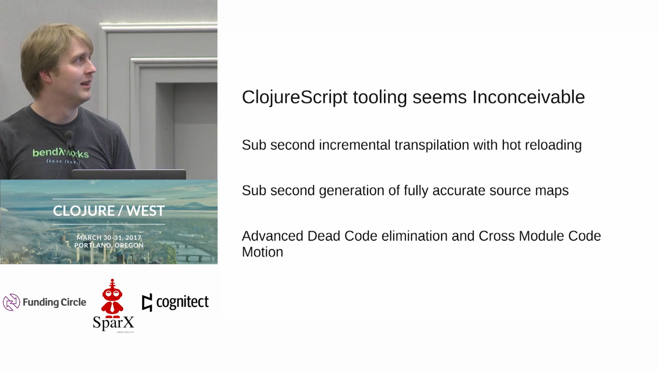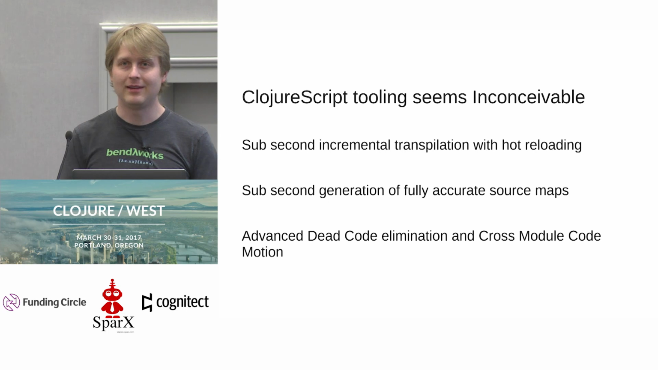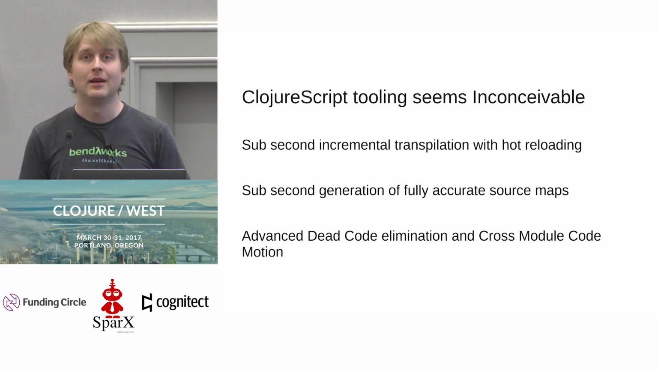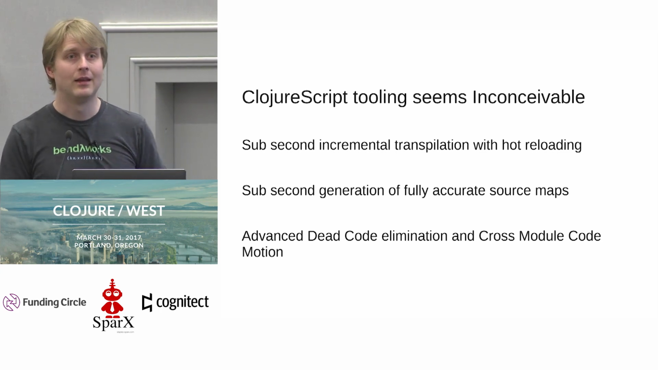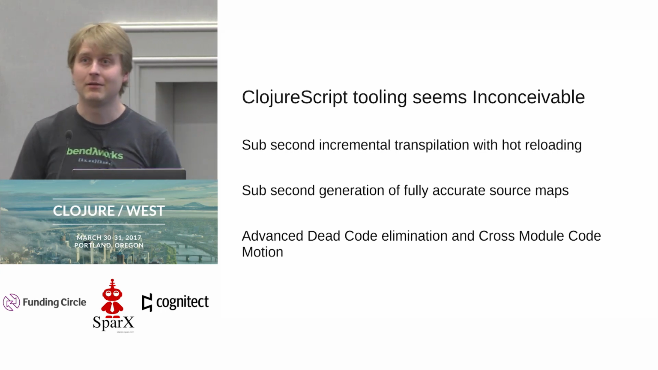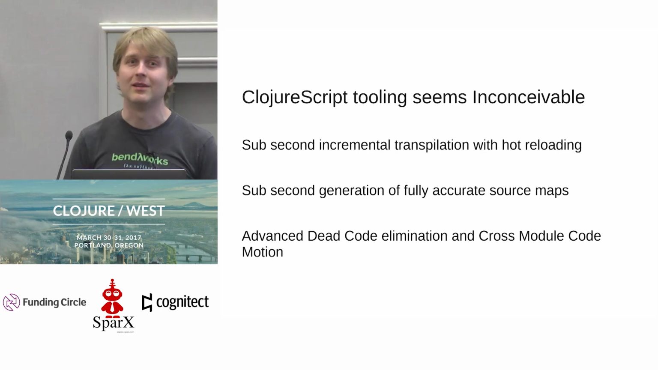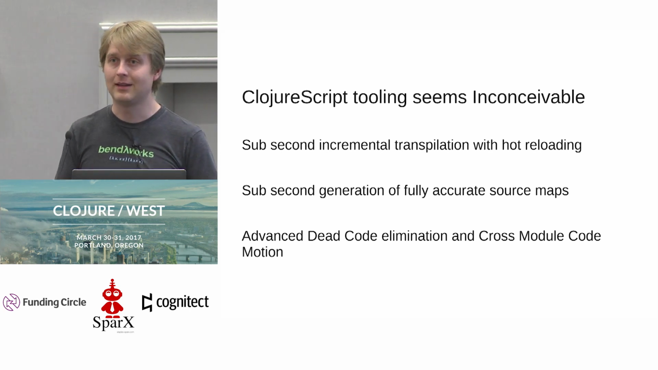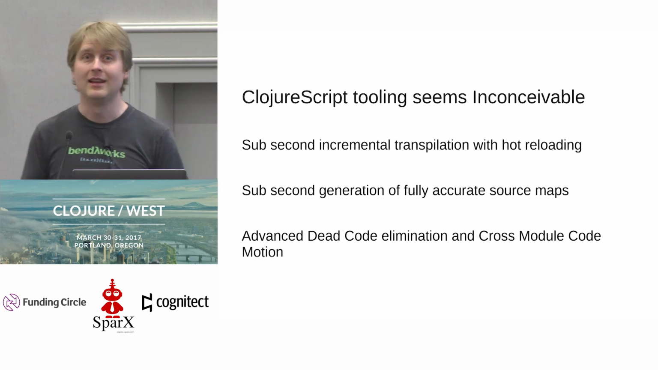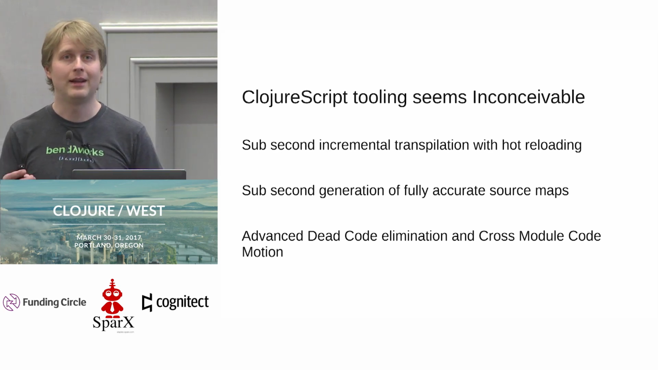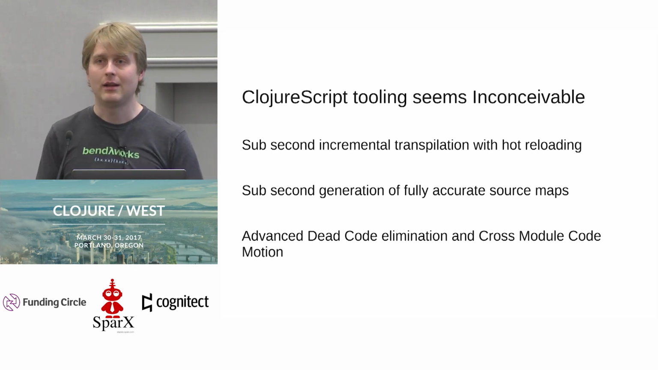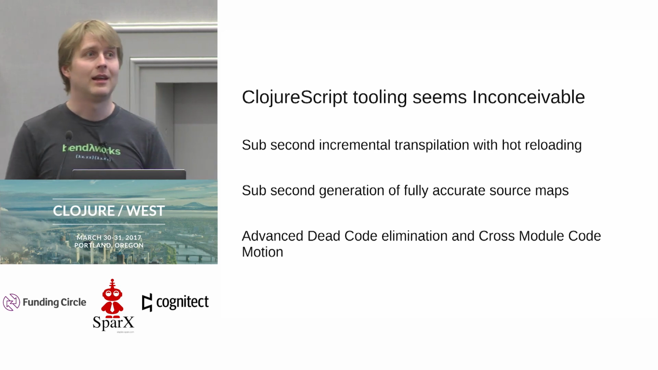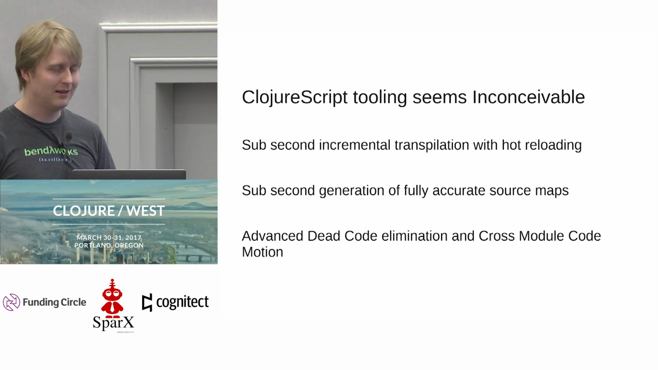So let's get started. ClojureScript really seems inconceivable, especially to JavaScript developers coming into it. JavaScript developers see sub-second incremental compilation with hot code reloading and say, inconceivable. They see fully accurate source maps generated in sub-second times and say, inconceivable. And they see accurate advanced dead code elimination and cross-module code motion and say, inconceivable. And I think that word does not mean what they think it means.